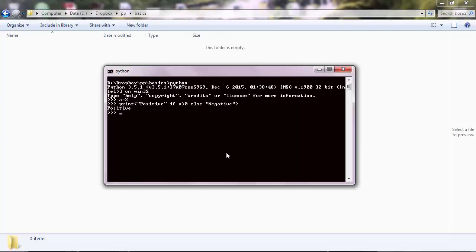So you get positive. And we could try the other case as well. Let's say if a was equal to minus 3, and you apply the conditional again, and you get negative. And that's about the inline if, just so that you know.